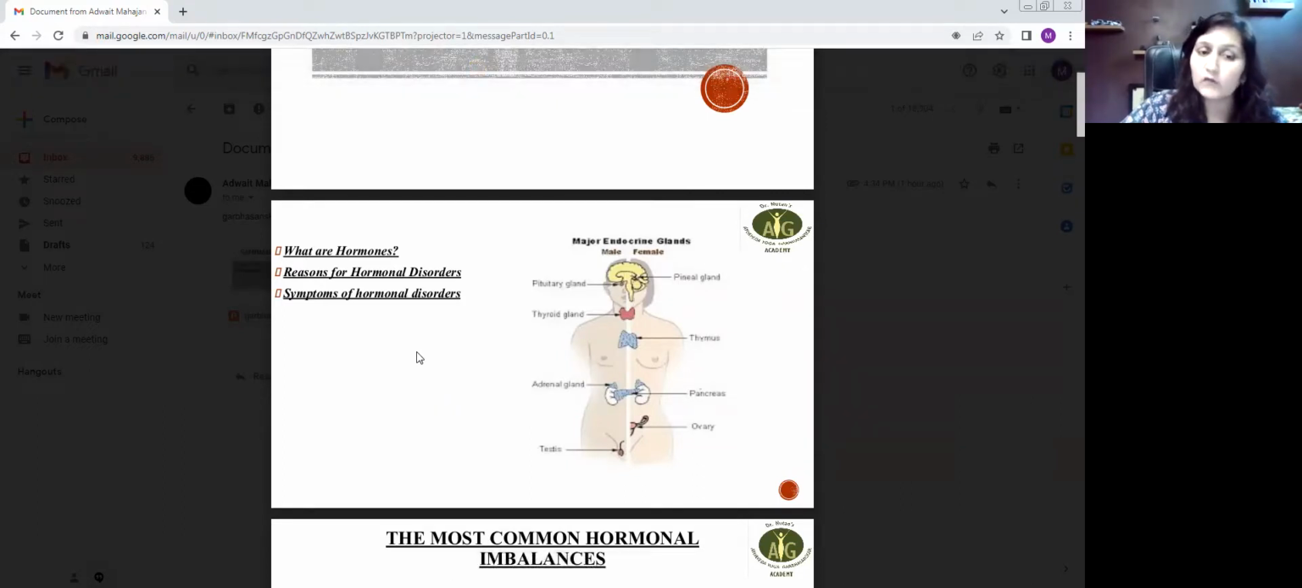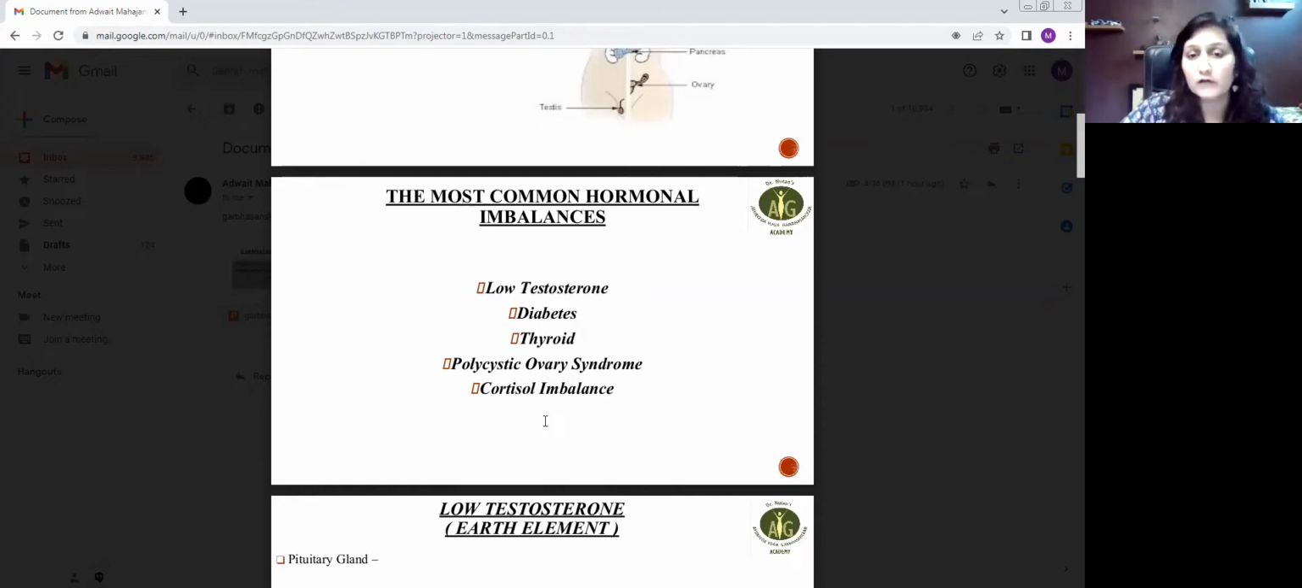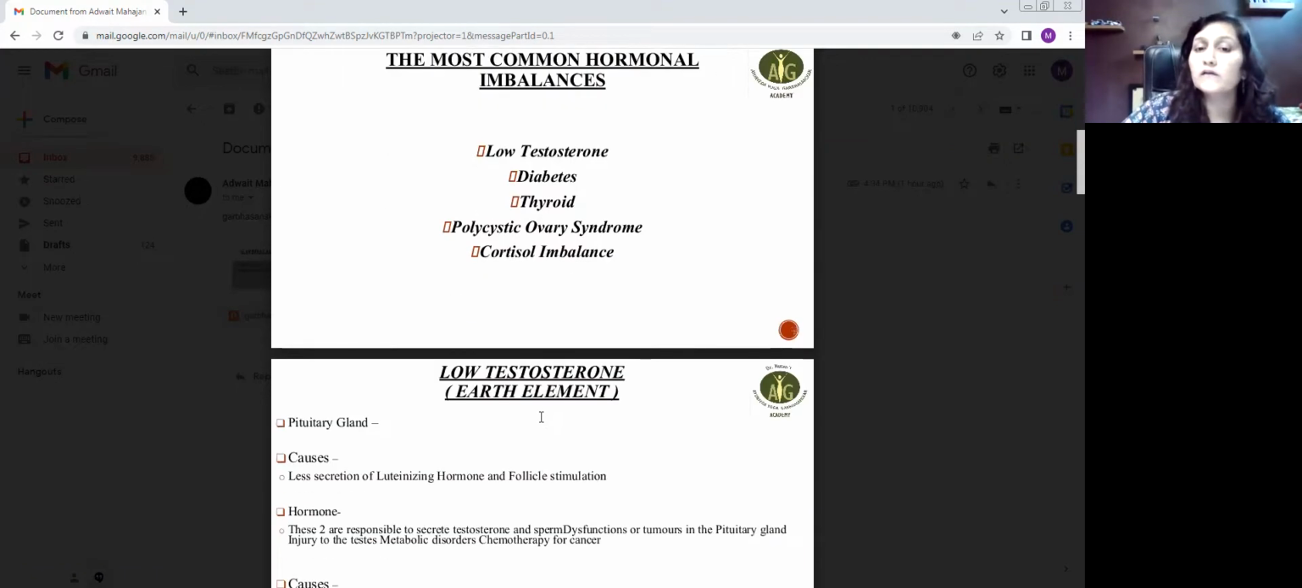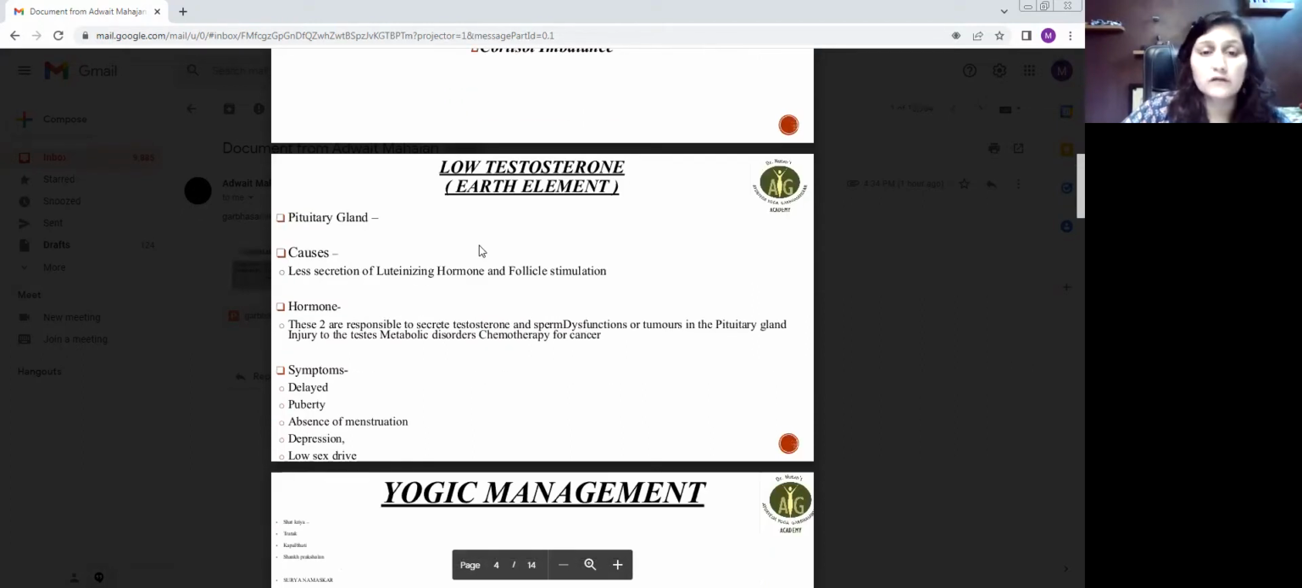And symptoms of hormonal disorders, again, could be specific to the disorder, but the common symptoms would be fatigue, gain or loss of weight, depression, and anxiety. So today, due to time constraint, we have taken 5 hormonal disorders or imbalances like low testosterone, diabetes, thyroid, PCOD, and cortisol imbalance. So let's start with low testosterone.